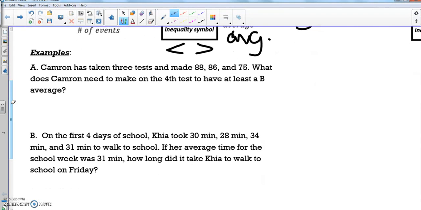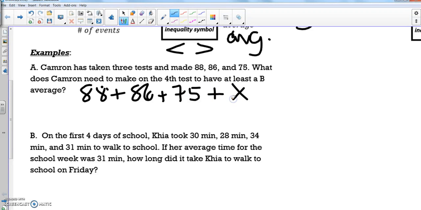All right, Cameron has taken 3 tests and made an 88, an 86, and a 75. What does Cameron need to make on the 4th test to have at least a B average? Okay, so let's talk for a second. He's made an 88, made an 86, and he's made a 75. Okay, he's got one more test to take. We don't know what he's going to make.